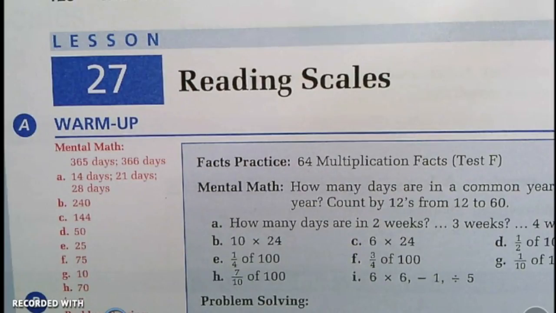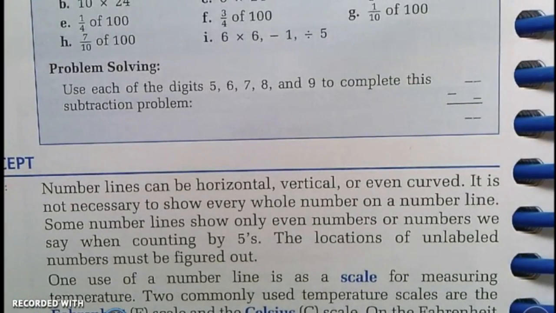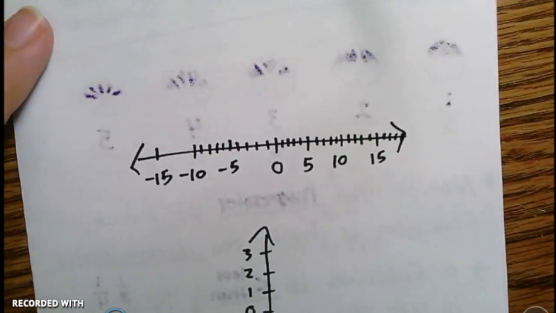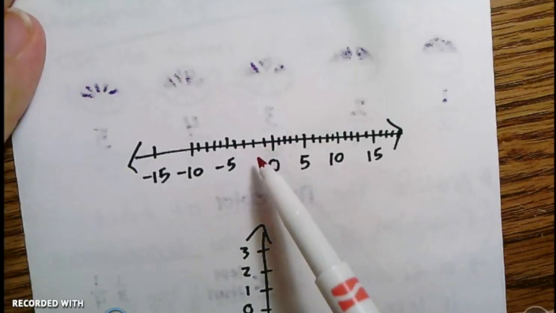Lesson 27 on reading scales. Scales can be kind of tricky, and so we're going to just do one lesson today. Number lines can be horizontal, vertical, or even curved. So here's a horizontal number line, and you'll notice that not every number is labeled.